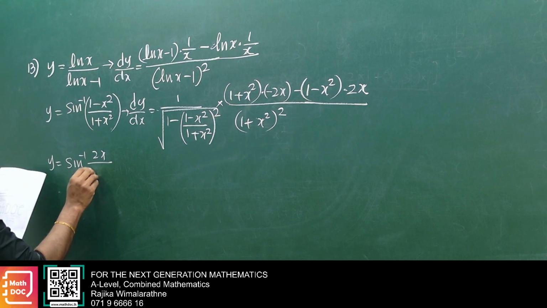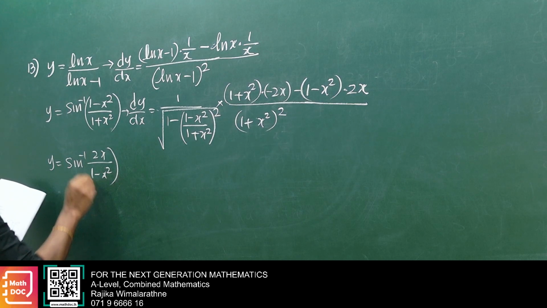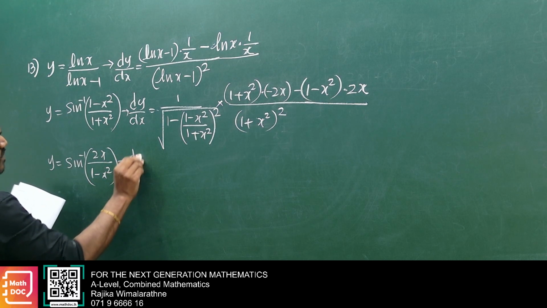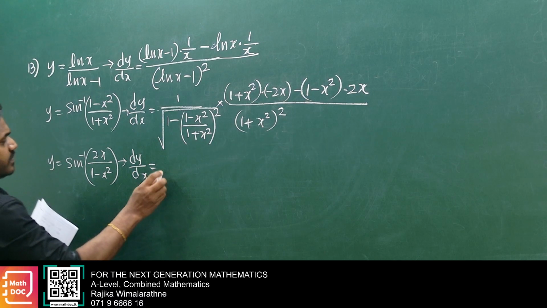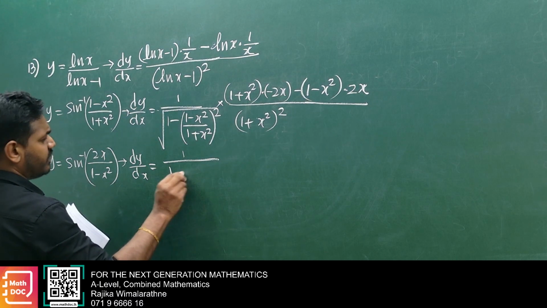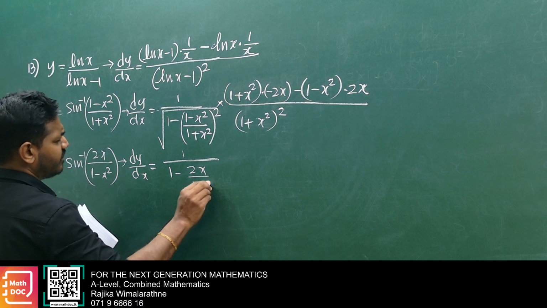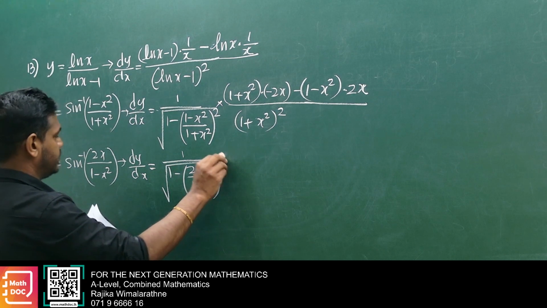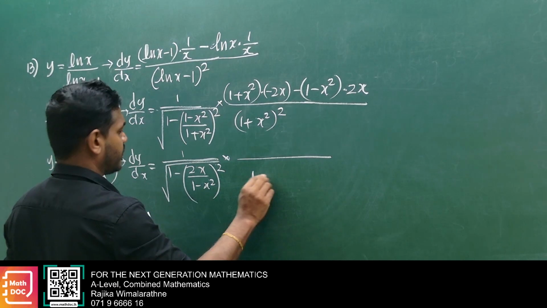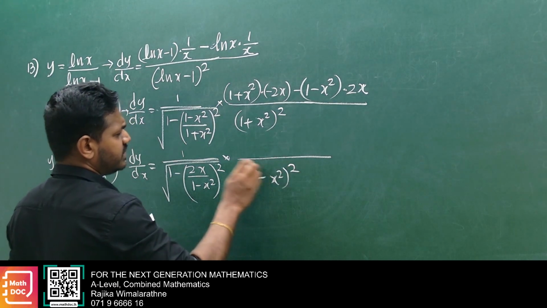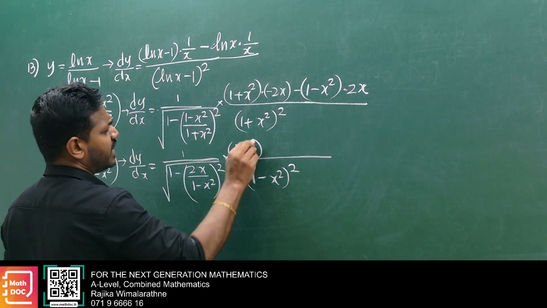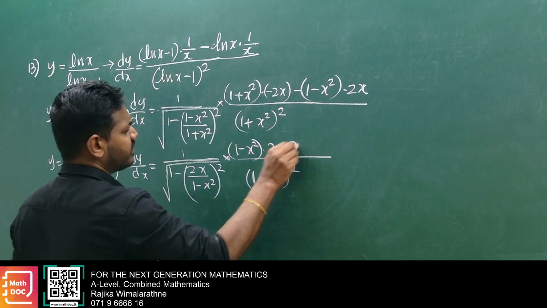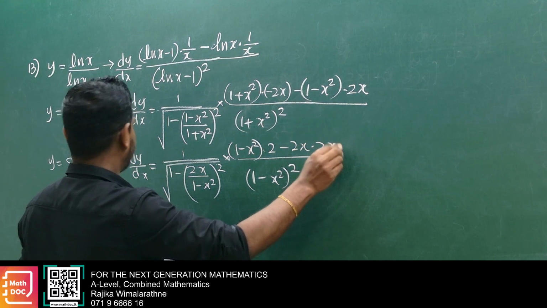Two x over 1 minus x square. 1 over the square root of 1 minus 2x over 1 minus x square, the whole thing. Denominator is square, denominator times derivative of numerator, numerator times derivative of denominator.